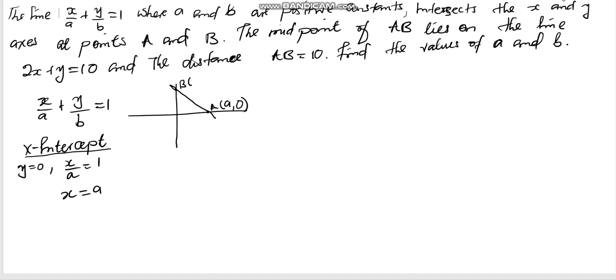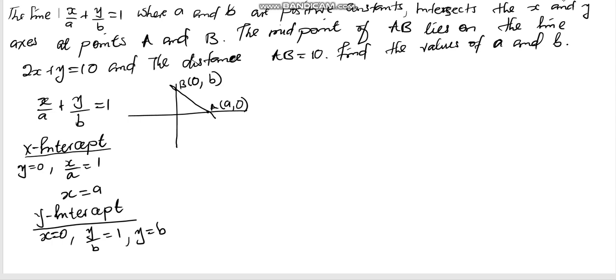Then the y-intercept. For the y-intercept we set x to be equal to 0. So when x is equal to 0, we have y over b equal to 1. So this gives us that y is equal to b. So the coordinates there will be 0 comma b. Okay, so we've analyzed the first part of the question up until here.